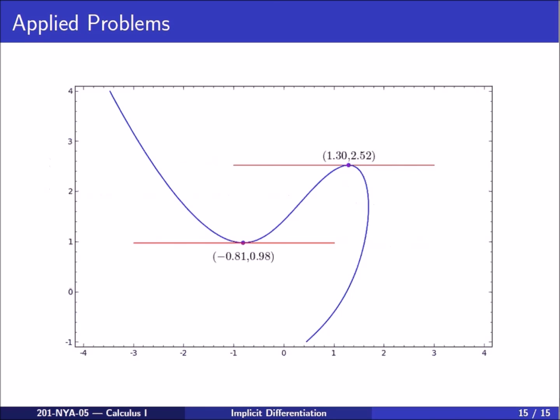And if we graph these 2 points on the implicit curve and draw their tangent lines, we can see that they are completely horizontal, which shows that we found the right solutions.